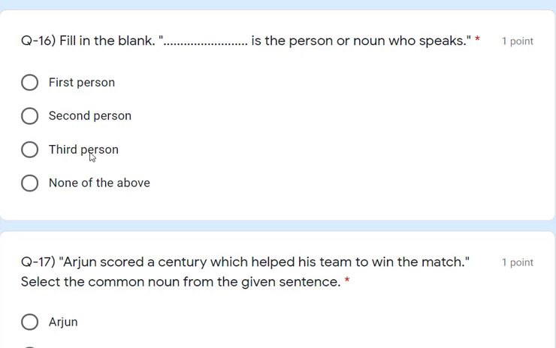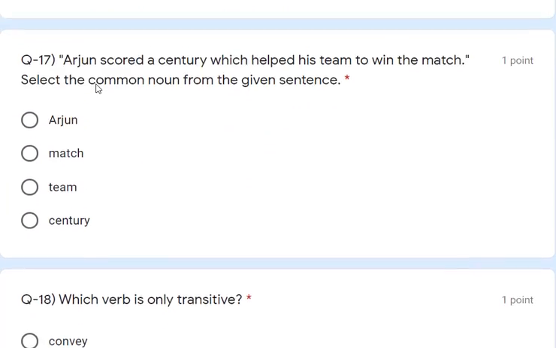First person is the person or noun who speaks. Arjun scored a century which helped his team to win a match. Select the common noun from the sentence. Arjun scored a century which helps his team to win the match. So the correct answer is match. Match is the correct answer.